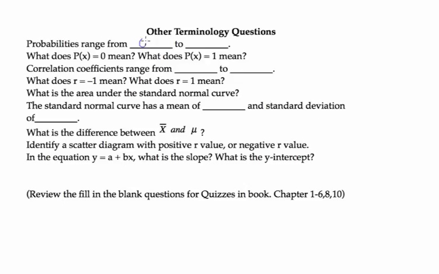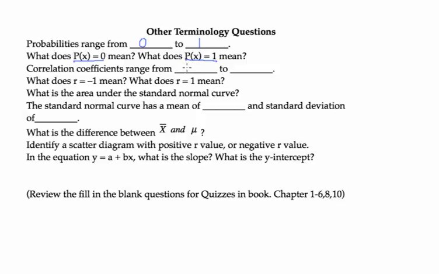Probabilities range from 0 to 1, or 0% to 100%. You can't have negative probabilities. You can't have probabilities greater than 1. Probability of x is 0 means that event x will not happen, 0% chance. Probability of x equals 1 means that event x will certainly happen, or 100% likely to happen.